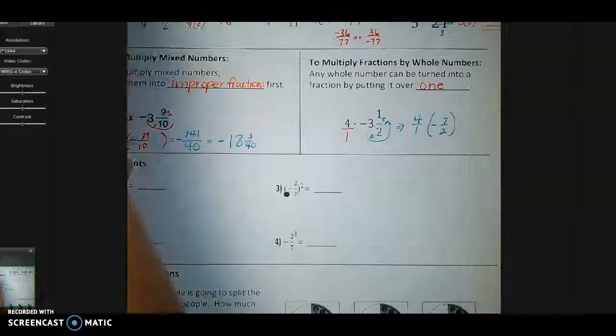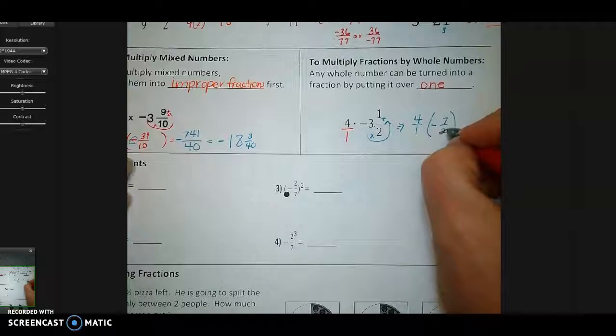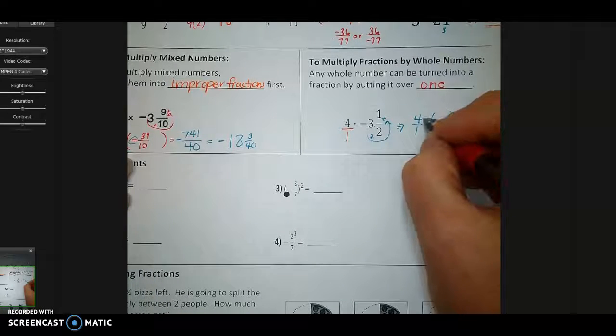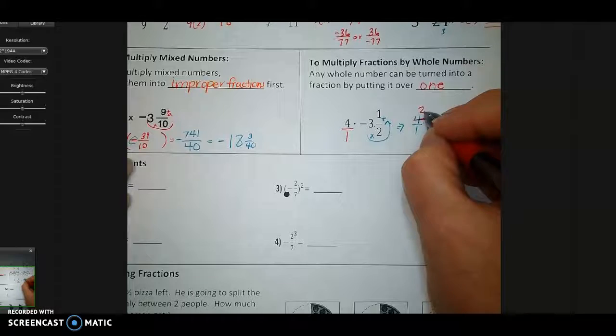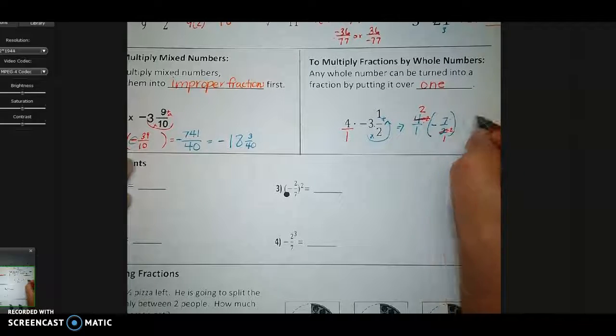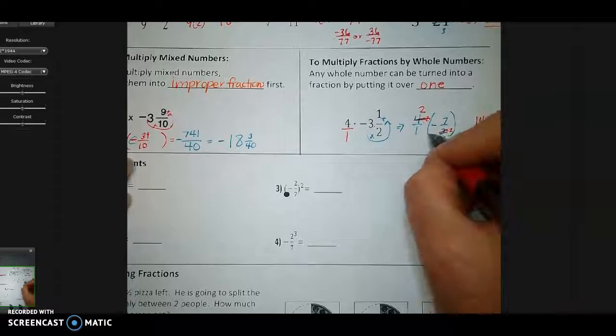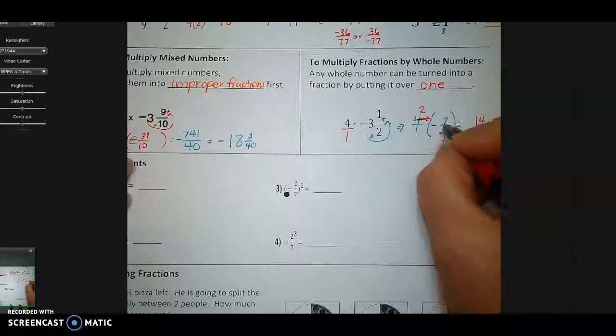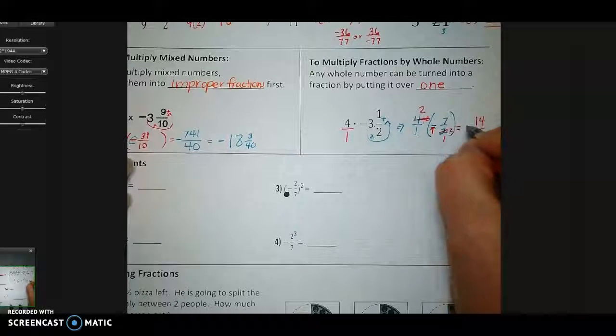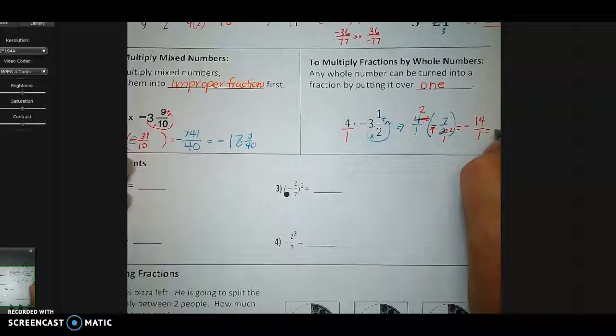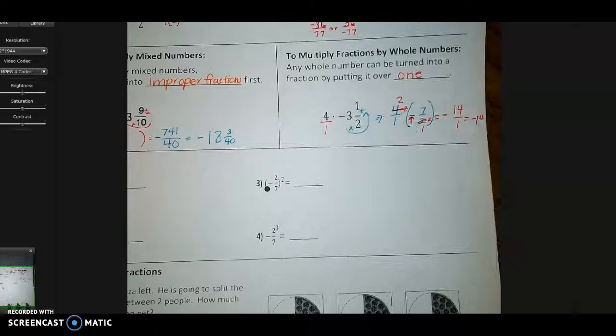6/7 over 2. Now this one I can indeed reduce here. 2 divided by 2 becomes a 1. 4 divided by 2 is a 2. So I have 2 times 7 is 14. 1 times 1 is 1. 1 negative sign there, so I get negative 14 over 1, which is equal to negative 14.